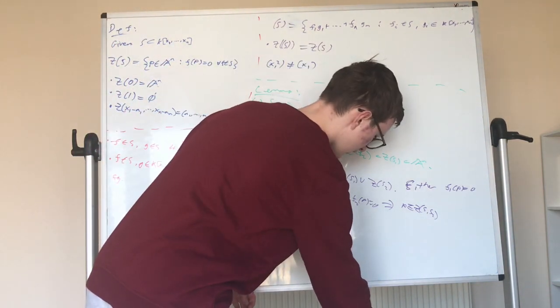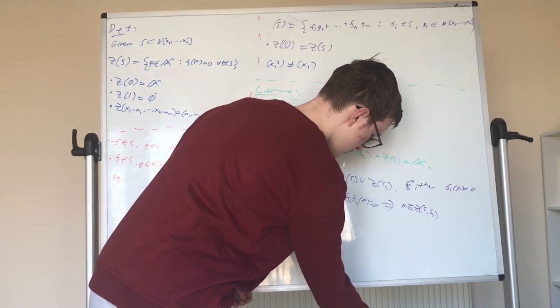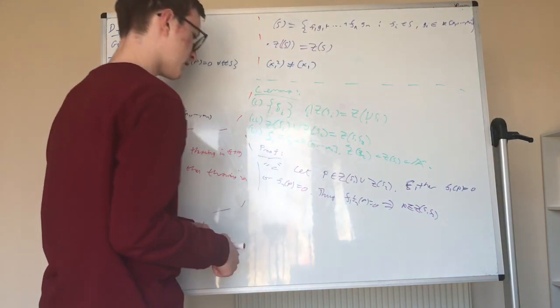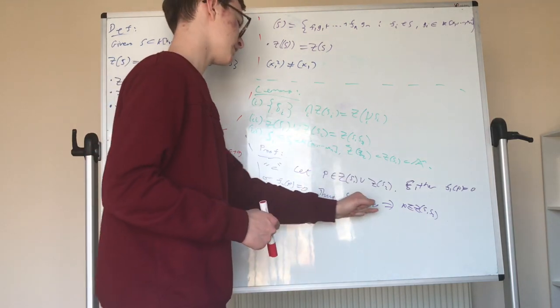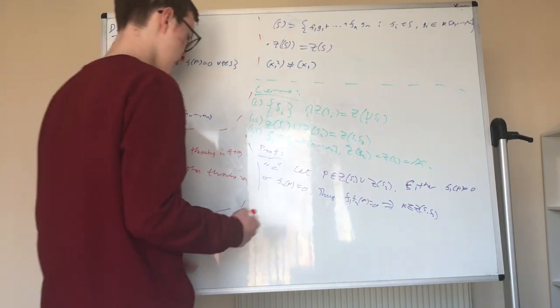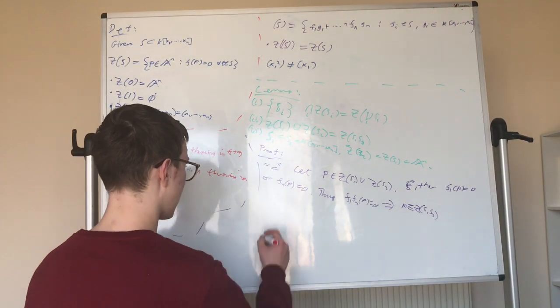Now for the other direction, we're going to assume that P is not in this union, and we're going to show that P is definitely not in here as well. And the reasoning goes pretty much in exactly the same way.